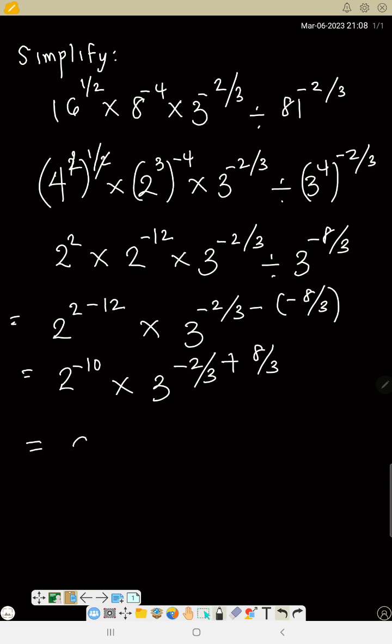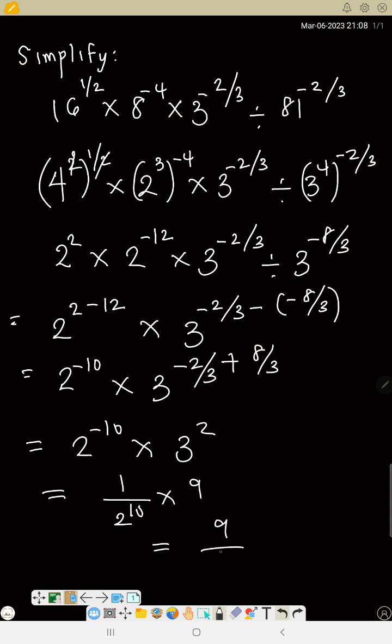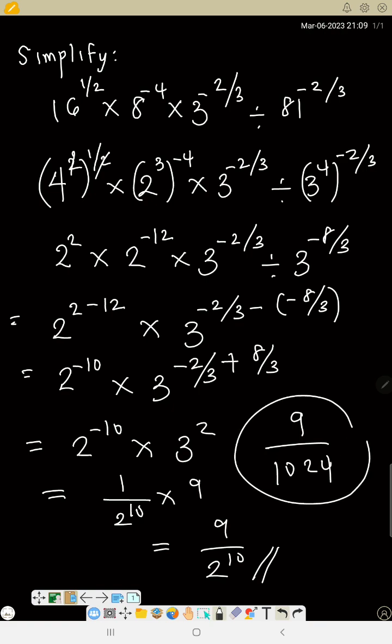So that means this is 2 raised to power minus 10 times 2 raised to power 2 times 3 raised to power 2. So 2 raised to power minus 10 is 1 over 2 raised to power 10 times 9. So this is 9 over 2 raised to power 10. So if you express further, 2 raised to power 10 is 1024. So you can stop there.